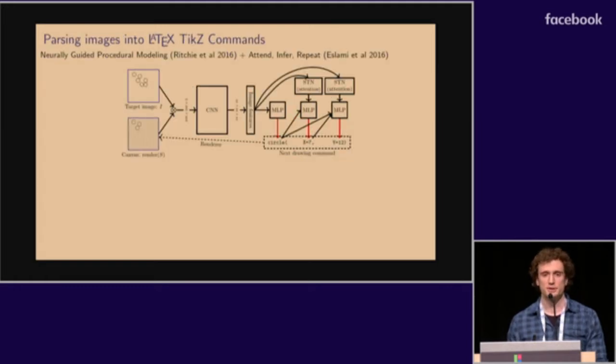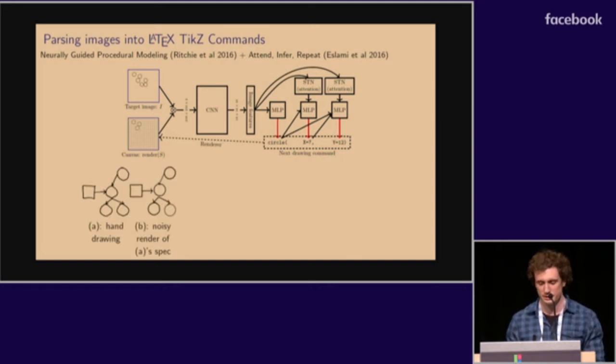In order to parse an image into primitive drawing commands, we combine two ideas. The first idea, from attend, infer, repeat, is to decode the objects in the scene one by one, focusing in on them using an attention mechanism, and then rendering them to a canvas on the fly as we decode them. The second idea, from neurally guided procedural modeling, is to wrap this all up in an outer loop that does sequential Monte Carlo, a stochastic search, over the space of parses of the image. To generalize to real hand drawings, we train it on a synthetic corpus of images that are rendered to make it look like they were drawn by hand.